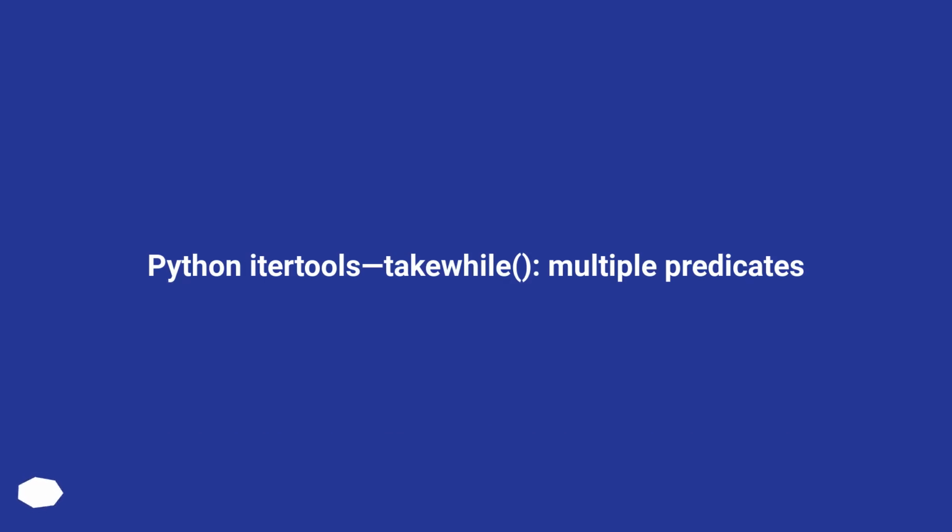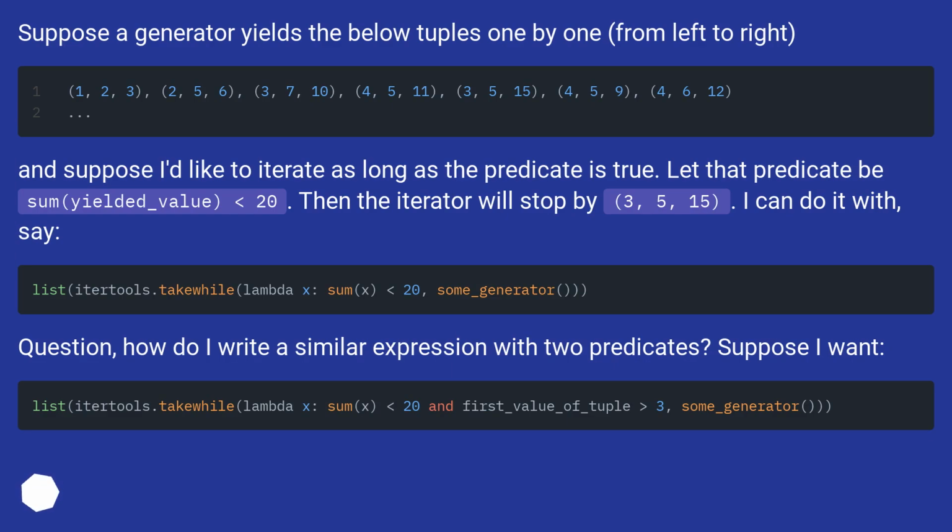Python itertools, takewhile, multiple predicates. Suppose a generator yields the below tuples one by one, from left to right. And suppose I'd like to iterate as long as the predicate is true.